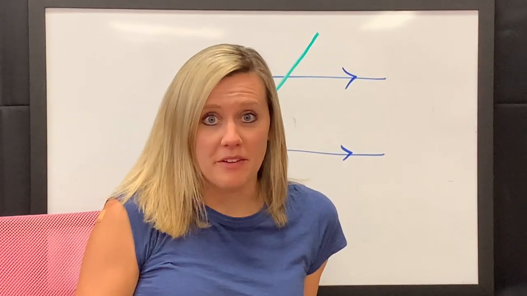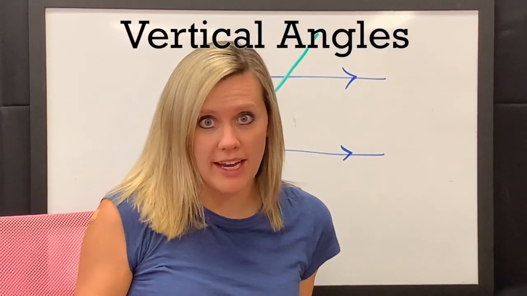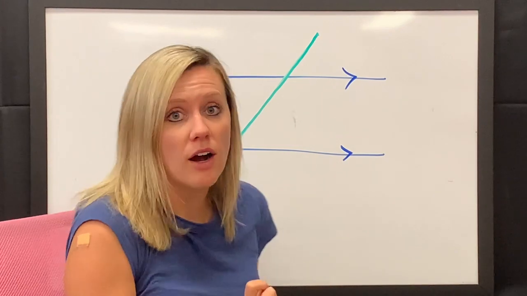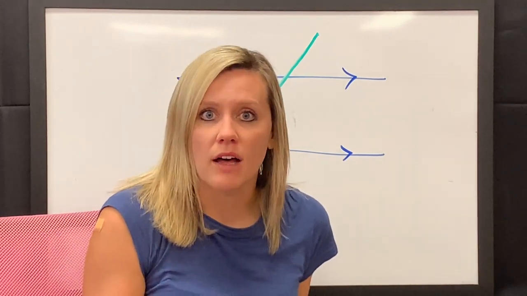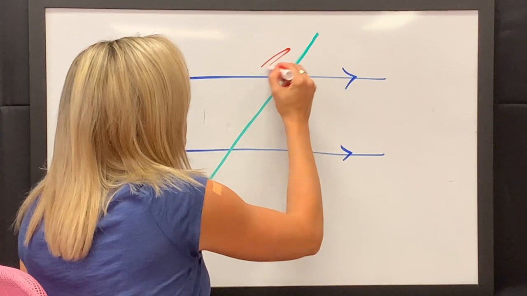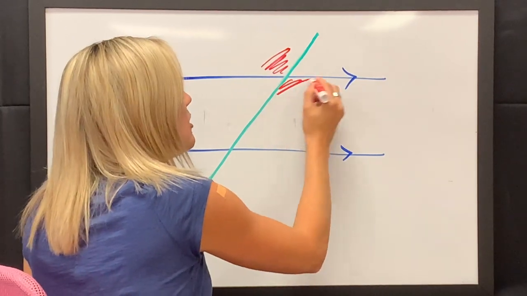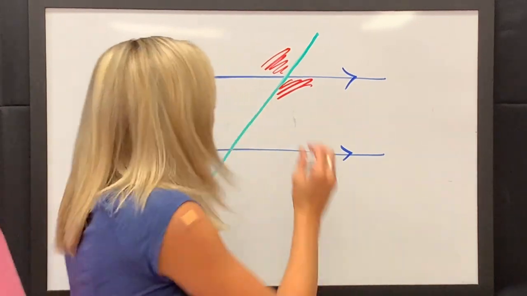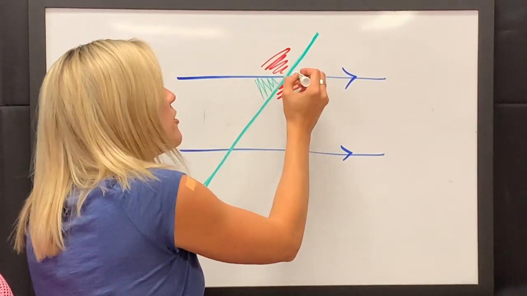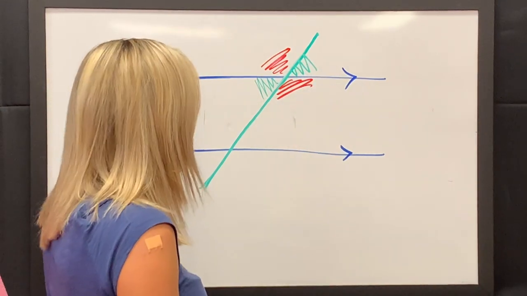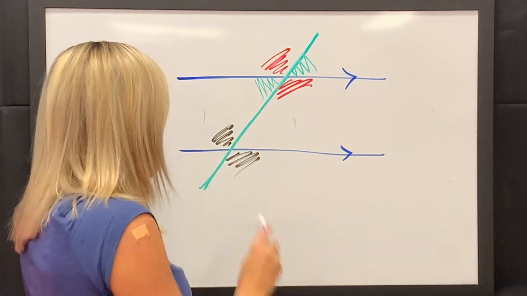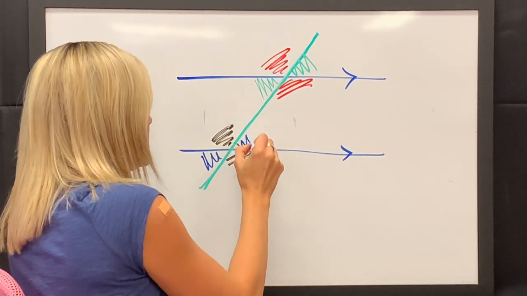The next vocabulary word is vertical angles. Vertical angles share a common vertex, which is this point right here where those lines cross, but they don't share any lines. So this angle would be vertical to this angle. They're kind of like across from each other or diagonal to each other. This angle here would be vertical to this angle here. This angle here would be vertical to this angle here. And then this angle here would be vertical to this angle here.